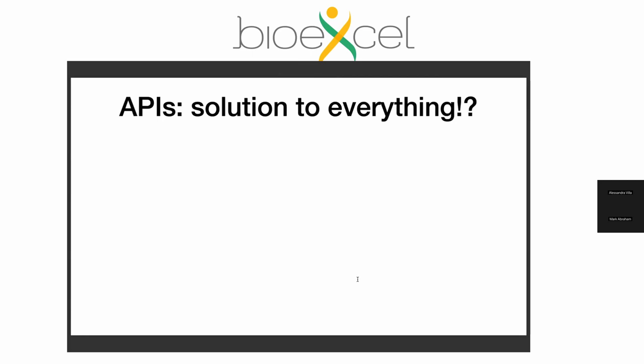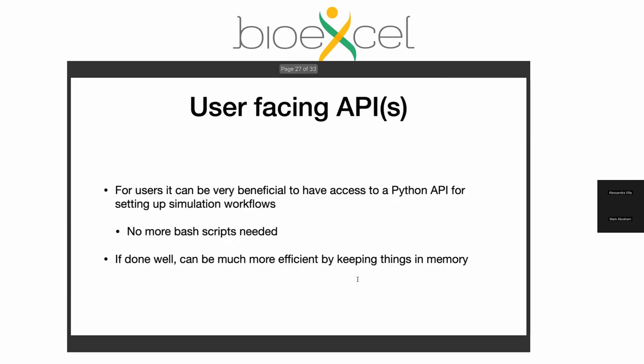Right. So then that brings me to APIs, which are kind of a solution to everything here. On the one hand, there's the user-facing API, for which we currently just have the Python API. Here it can be very beneficial to have access to such an API for setting up simulations and a workflow. You won't need any bash scripting, and you can ideally also get better performance if you have many operations you want to do in a simulation. By now, I hear more and more people ask for ways to manipulate, put in molecules or move molecules around and do things easily to have some workflow there. If this is done well, things can also be more efficient.